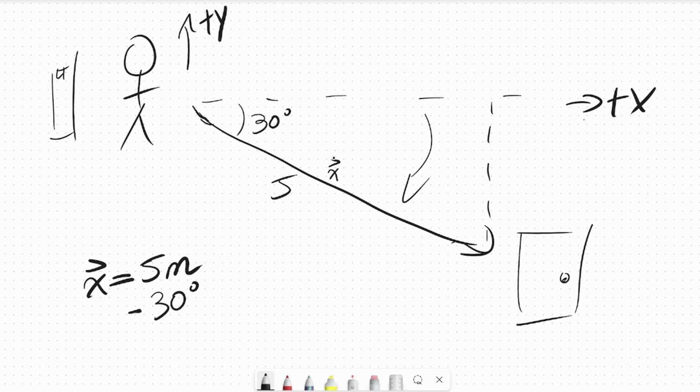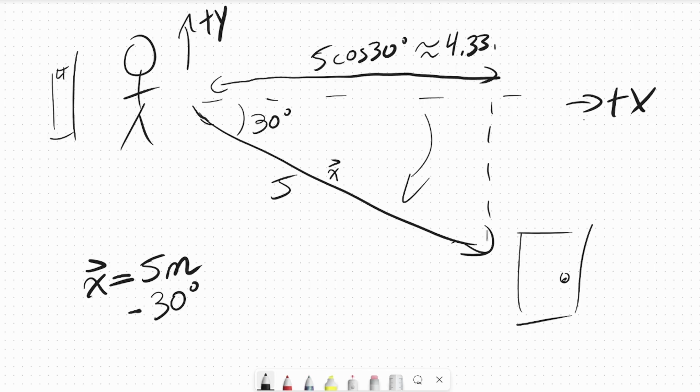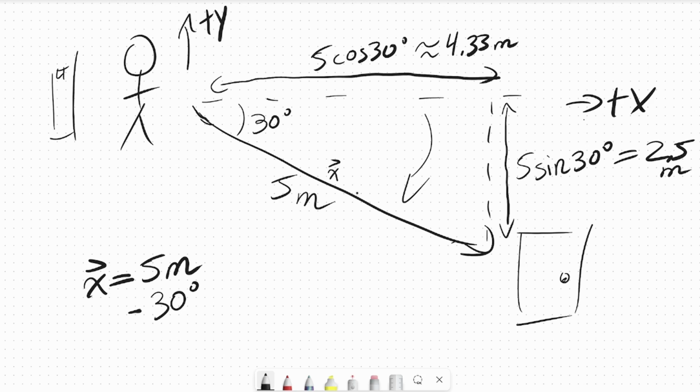If you've done some trigonometry in the past, you probably already know how we're going to do this. We know that the length of this right here is going to be 5 cosine 30 degrees. That's going to be about 4.33. We know that the length of this is going to be about 5 sine 30 degrees. That's going to be 2.5 meters, because this is all units, right?